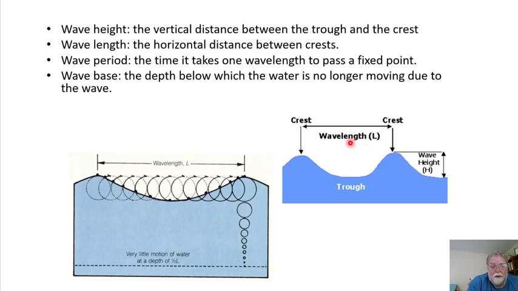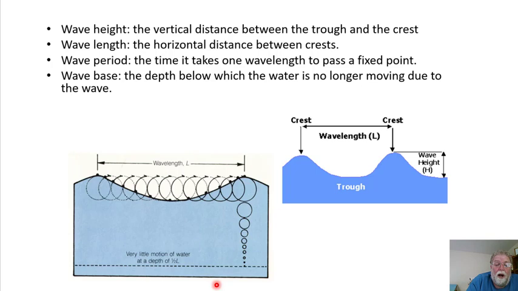What's maybe more important for a couple reasons, is wavelength, right? That's the distance from the crest of one wave to the crest of another wave. That's the wavelength, right? Measure it in meters, feet, whatever. Okay. The reason wavelength is important though is because wavelength determines wave base. Wave base is the depth below which the water is no longer moving due to the wave. If you're below wave base, you will not even know the wave is there. It'll pass right over your head.